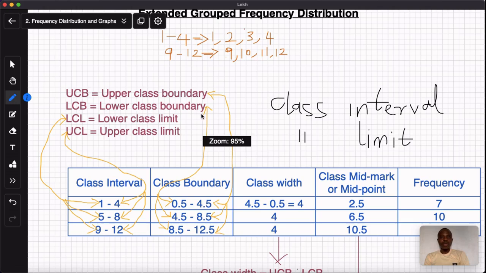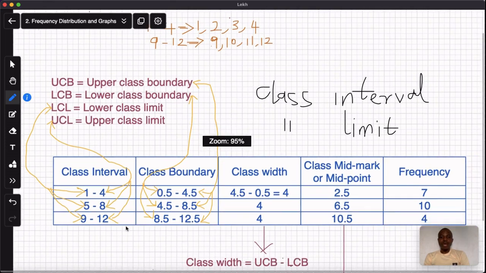When you look at the lower class boundary, the class boundary is obtained by removing 0.5 from the lower class limit. So you have 0.5 here for this class. Then you add 0.5 to the upper class limit, and that gives you 4.5. For the next class, remove 0.5 from 5, you get 4.5. Add 0.5 to 8, you get 8.5. Remove 0.5 from 9, you get 8.5. Add 0.5 to 12, you get 12.5.